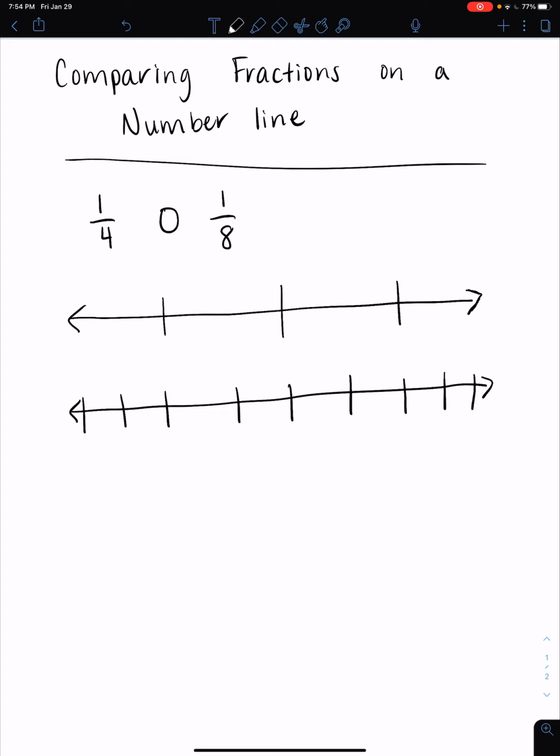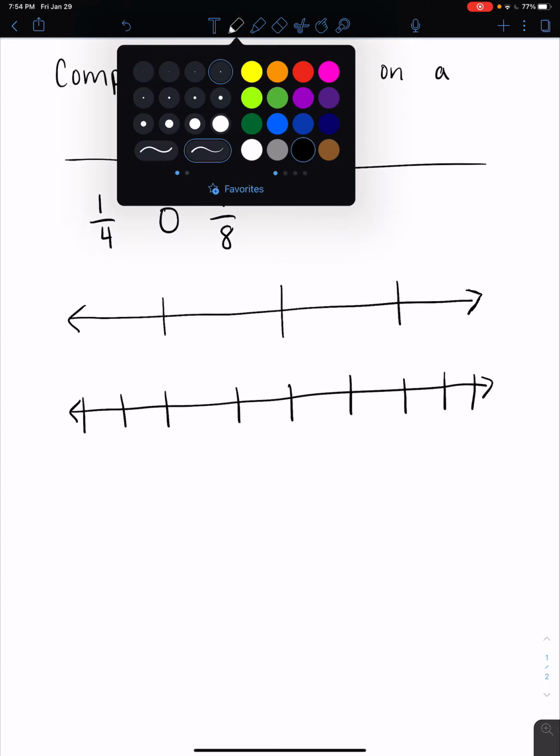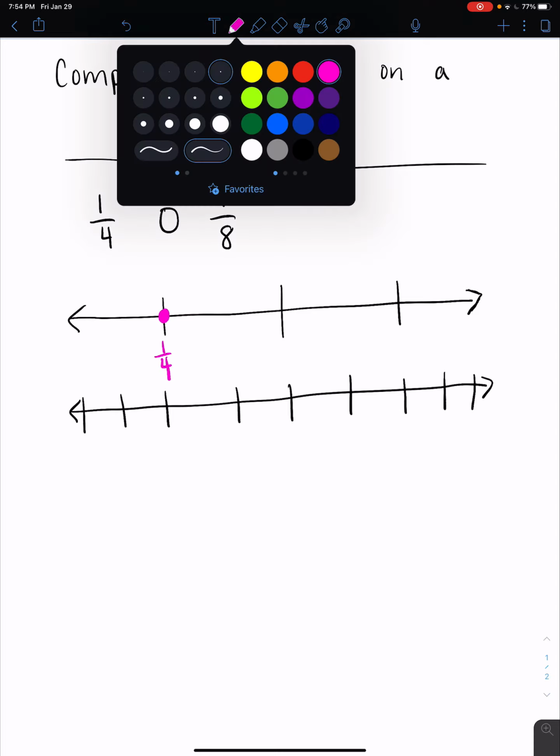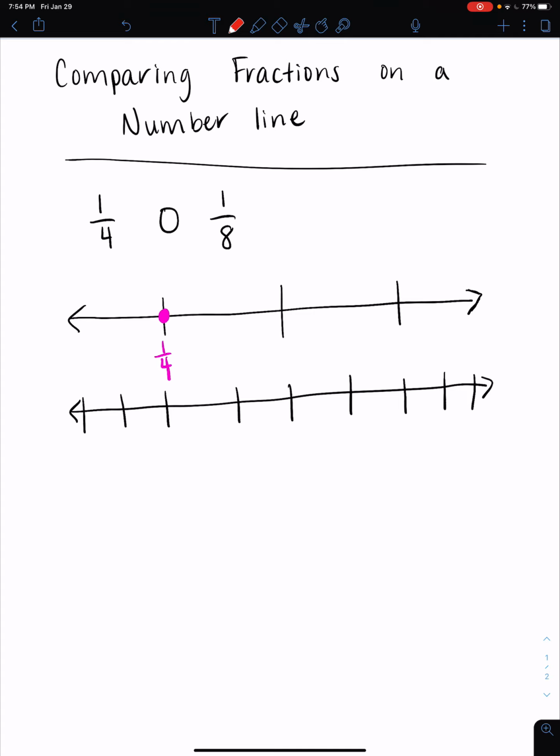So the way I want to do this is I'm actually going to plot these points or these fractions on my number line, and I'm going to do this 1/4 in this pink. So I know that 1/4 would be right here. This is 1/4, and I'm going to do this 1/8 in red. So I know that 1/8 is going to be right here.